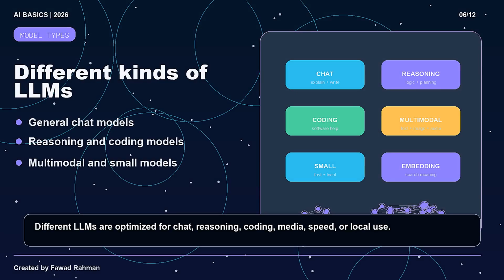Not every LLM is built for the same job. General chat models explain, summarize, translate, and write. Reasoning models spend more compute on difficult logic, math, planning, and step-by-step problems. Coding models are tuned for software. Multimodal models can work with text plus images, audio, or video. Small language models trade some power for speed, lower cost, and local use.